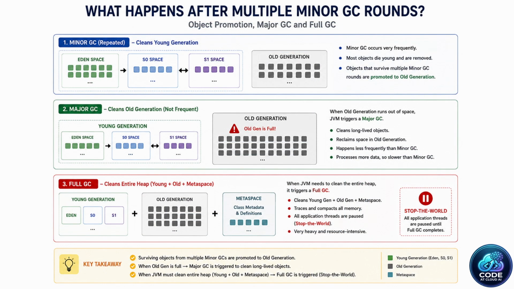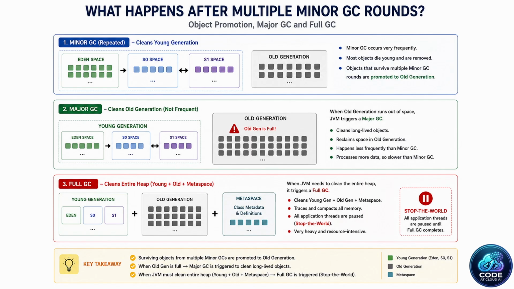What happens when objects survive multiple rounds of minor GC? They get promoted to the old generation. And when the old generation runs out of space, it triggers a major GC to clean up long-lived objects like singletons and static configurations. However, if the JVM needs to clean the entire heap, including both the young gen, old gen, and the metaspace, where class definitions live, it executes a full GC. Full GCs are heavy, resource-intensive operations that freeze your application threads in a stop-the-world pause to trace and compact all memory.